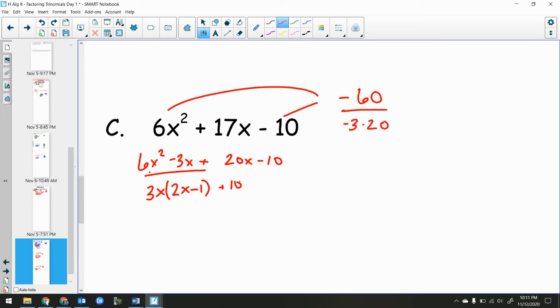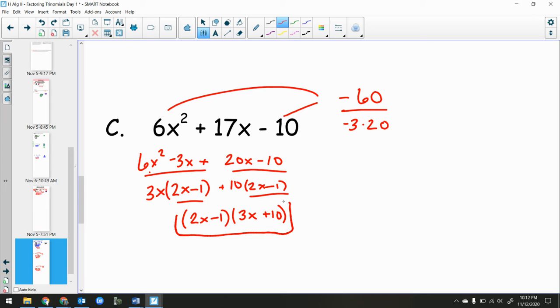These are both divisible by 10. So I can pull that out to get a 2x minus 1. So they share that 2x minus 1. That's one of my factors. The other factor is the 3x plus 10. Okay, there's my answer. All right.